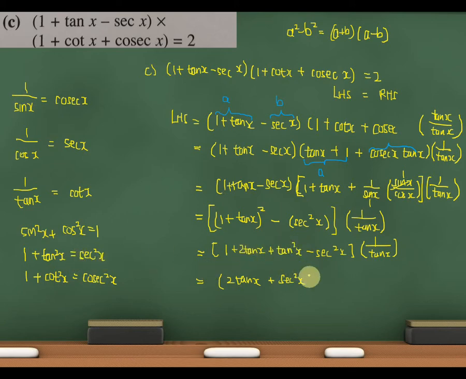Okay, pattern. So this will miraculously cancel away to form 0. Tangent x cancel will become 1. Therefore, voila, proven. See the beauty of it? Wow. Okay, so let's try another one.